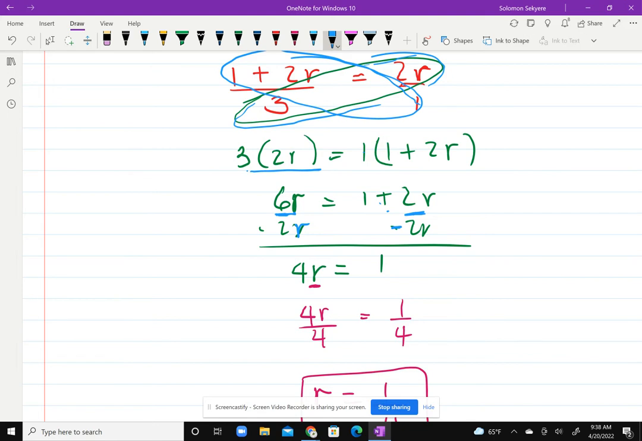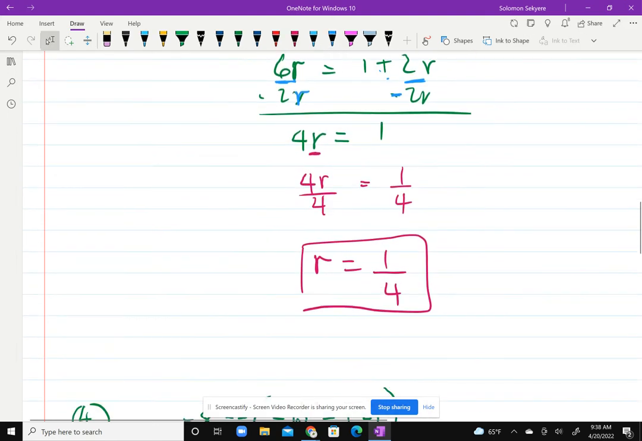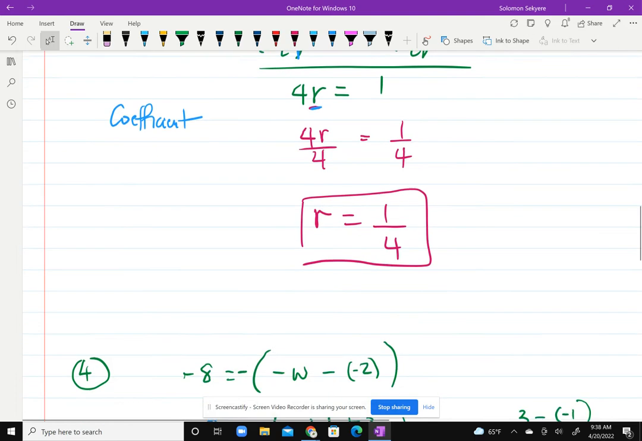Okay, now we get to this point here, 4r equals 1. I want my r. Focus on your r. Okay, and there is a number multiplying my r, which is called the coefficient. Okay, I need to get rid of it. Since it's multiplying, I divide by 4 on both sides, and I get r equals 1/4.